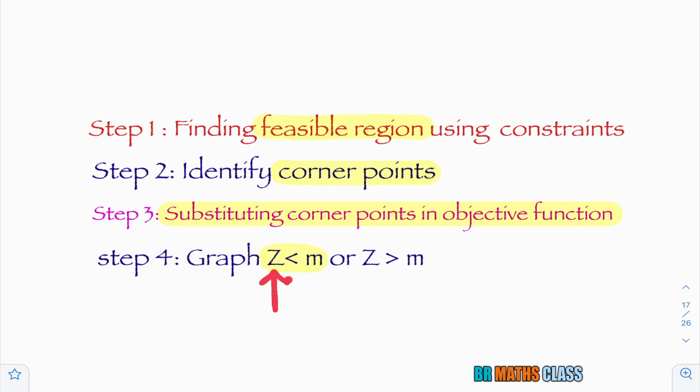In the question, if they are asking to minimize the objective function, then we graph z less than m. Z is the objective function. M is the minimum value we get from the corner point table. If they are asking to maximize in the question, then we graph z greater than m. Here z is the objective function. M is the maximum value that we get in the corner point table.